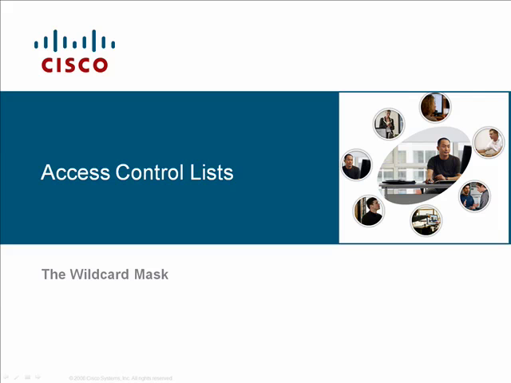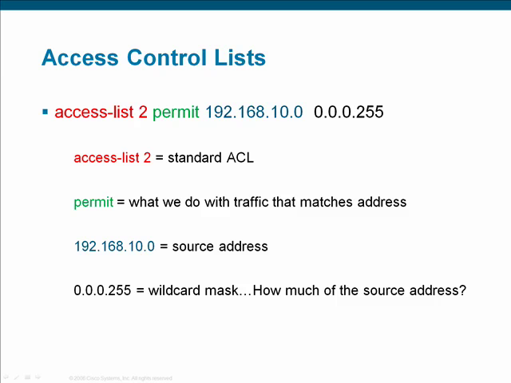Knowing how to configure ACLs is one of the most important skills that a networker can learn because they have a direct impact on the security of a network. Before we get started, understand that this video will use a standard ACL example. Therefore, we will focus on the source address of any packets we use in the examples.